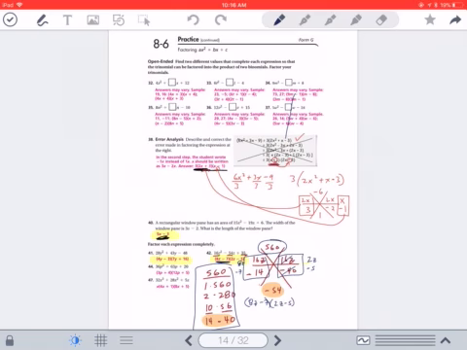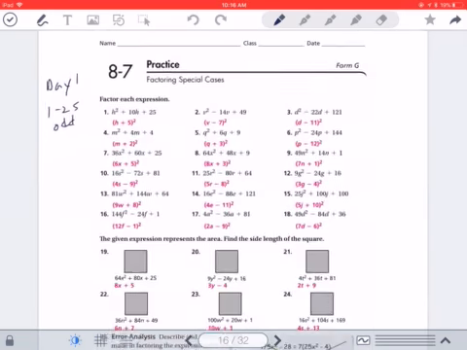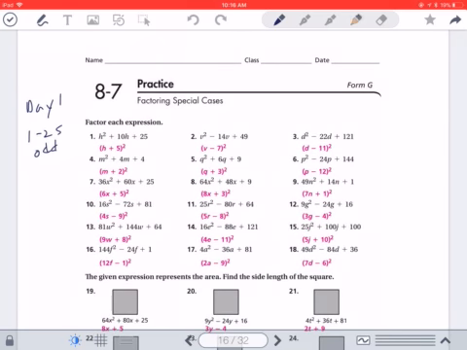All right, let's move on to 8-7. We're correcting 2 assignments in one here. So we did the odds. 8-7, number 1, h plus 5 squared. Number 3, d minus 11 squared. Number 5, q plus 3 squared. Number 7, 6x plus 5 squared. Number 9, 7n plus 1 squared. Number 11, 5r minus 8 squared.